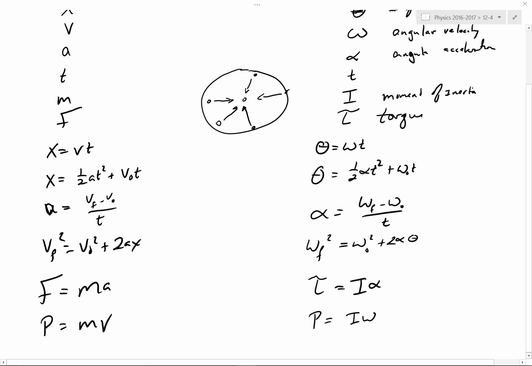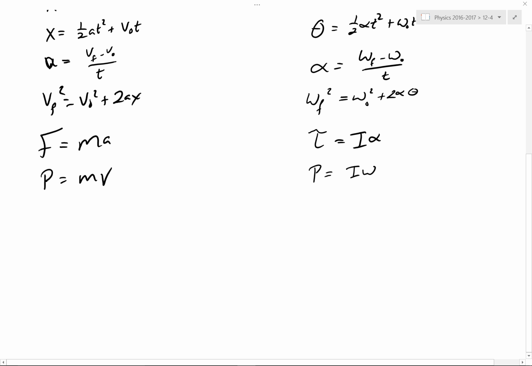What we're going to end up doing is you can equate x and theta if you simply multiply theta by r. You can also equate v and omega if you multiply omega by r. You can equate a and alpha if you multiply alpha by r. That is how you can equate the two together.